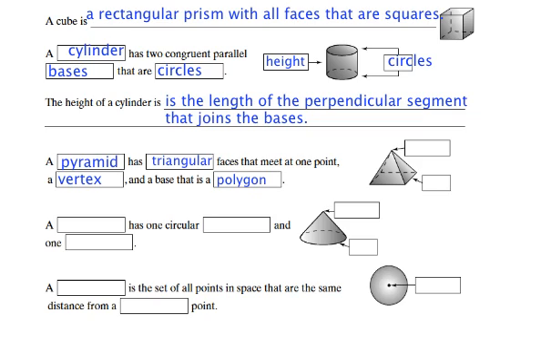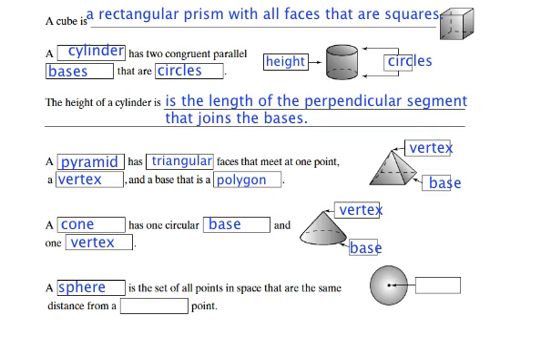A pyramid has triangular faces that meet at one point, a vertex, and a base that's a polygon. In the picture to the right, you can see the vertex, which is the point, and the base, which in this case is a square. A cone has one circular base and one vertex. So we have a circular base and we have a vertex, the point at which they all meet.